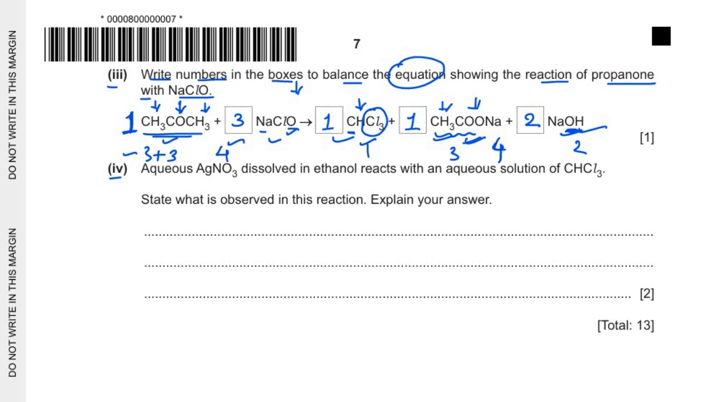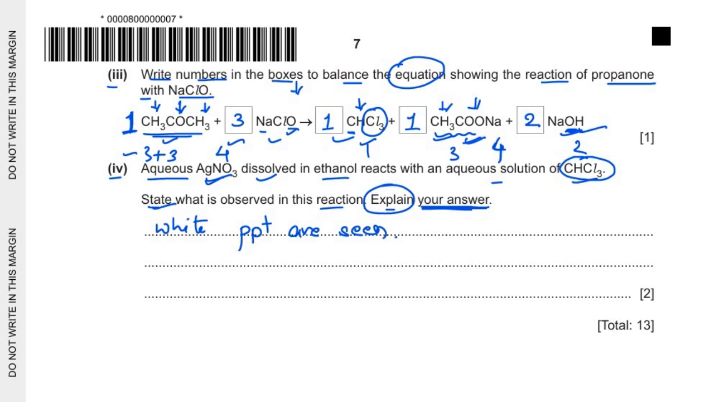The fourth sub question, and the last one, is: aqueous silver nitrate AgNO3 dissolved in ethanol reacts with the aqueous solution of trichloromethane CHCl3. State what is observed in this reaction and explain your answer. Explain means we need to give the reason, and state what is observed, so we need to write the observation. Now if silver nitrate is reacting with any compound containing chlorine, it's going to form white precipitates. White precipitates are seen because AgCl is formed.